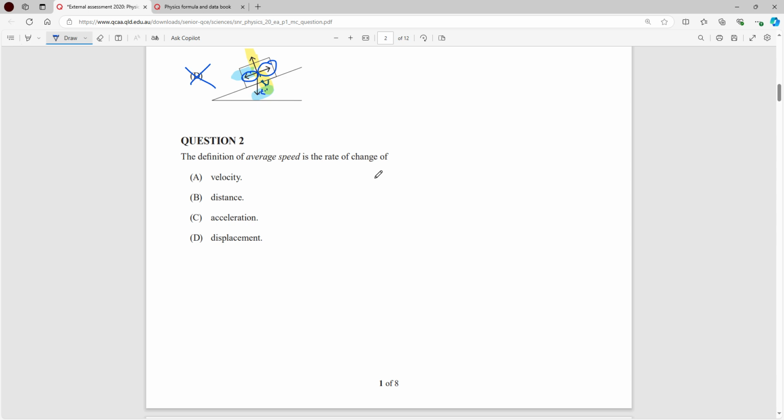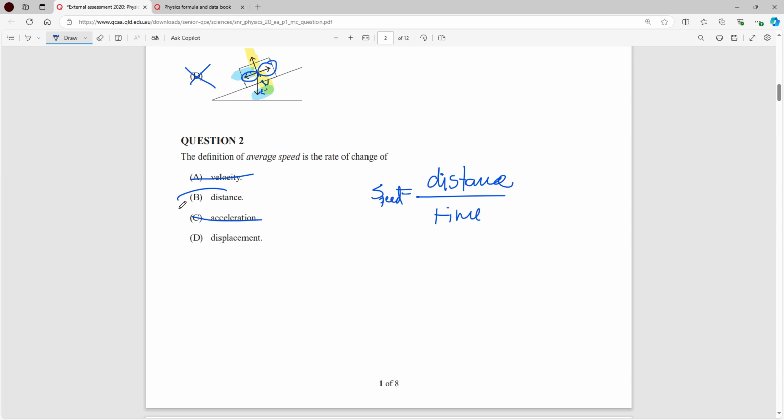Question 2 is a definition question. The definition of average speed is the rate of change of... Straight away, you've got to know the difference between speed and velocity. Speed is distance on time. Velocity is displacement on time. Here they've put velocity and acceleration, and those have nothing to do with what speed is. Speed is going to be distance on time.